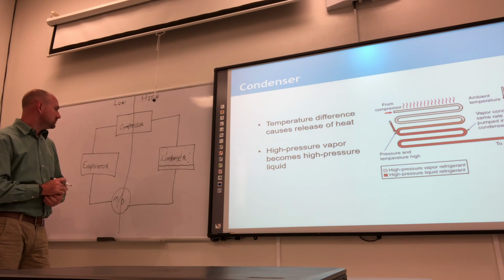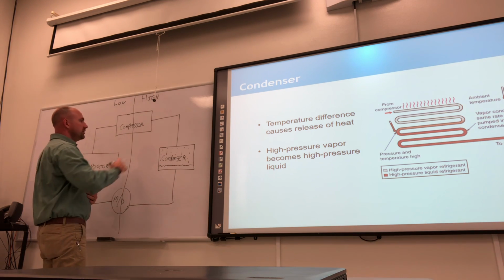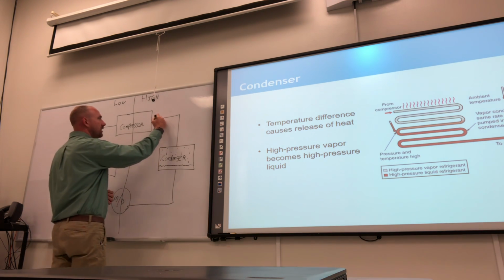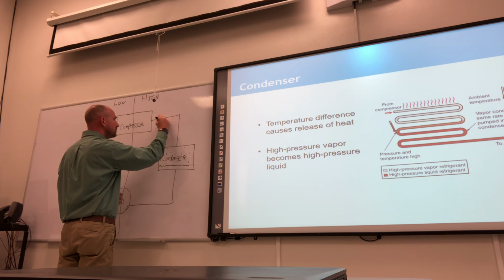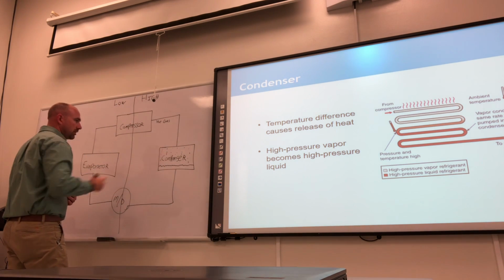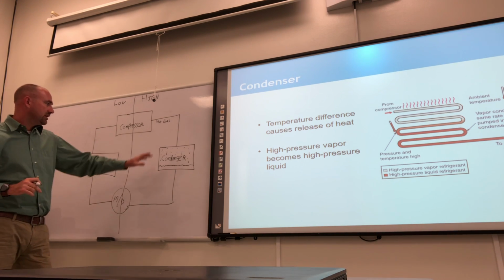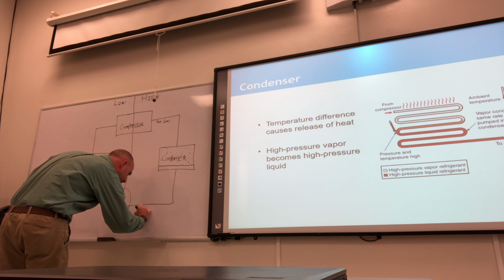Let's label a few of these lines right here. So from the compressor to the condenser, we're going to have a line that we're just going to call the liquid line. I'm sorry, the hot gas line. We're going to go into the condenser. Once it condenses down into a liquid, we're going to call this one the liquid line.